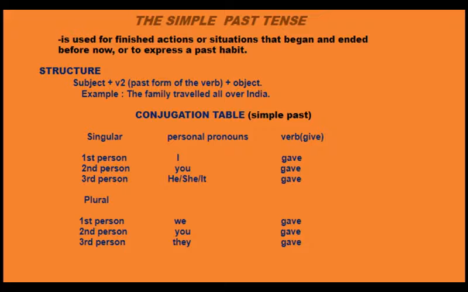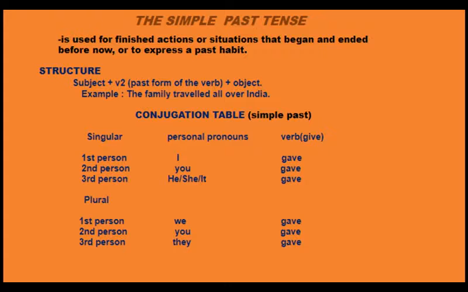So this tense is used for finished actions or situations that began and ended before now, or to express a past habit. For example, the family traveled all over India. The structure of the simple past is subject plus second form of the verb plus object. Look at the table of the simple past.